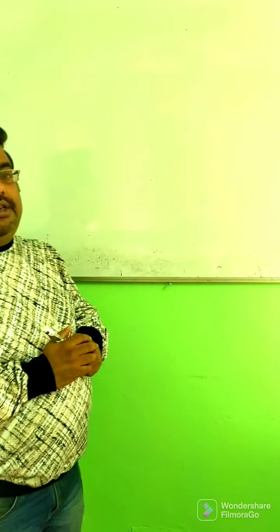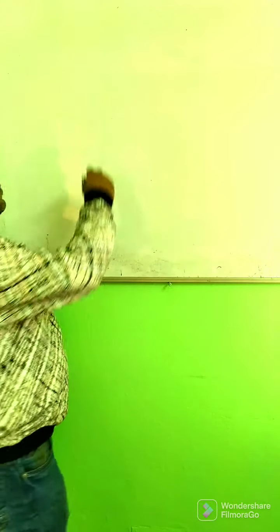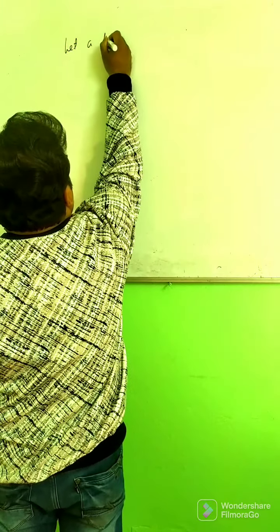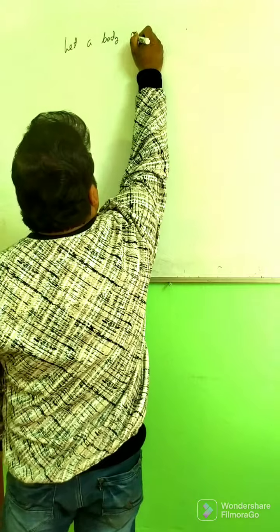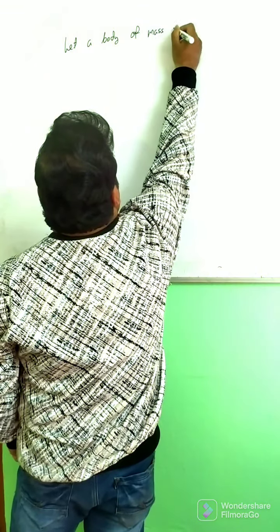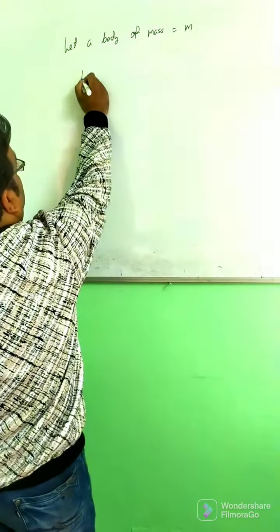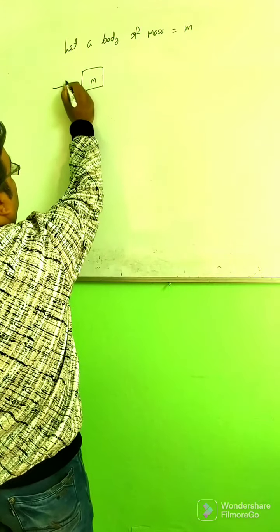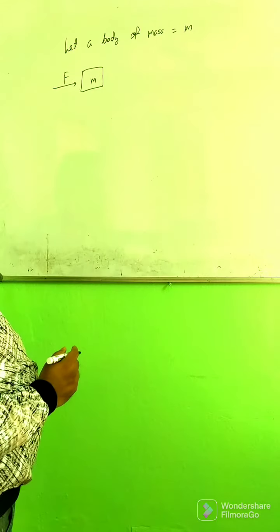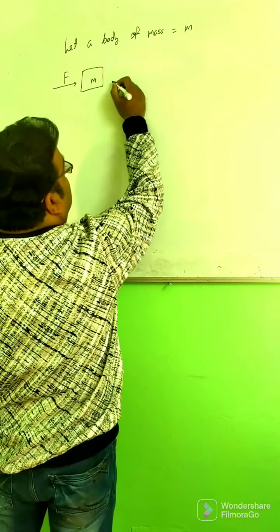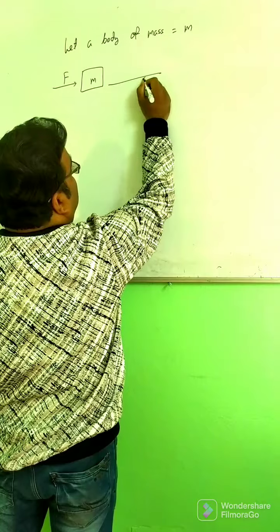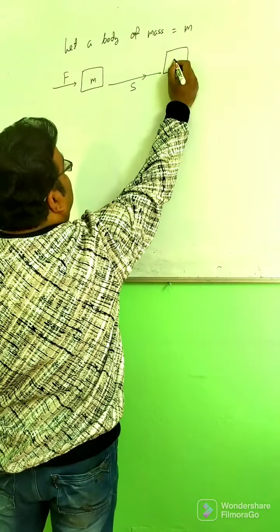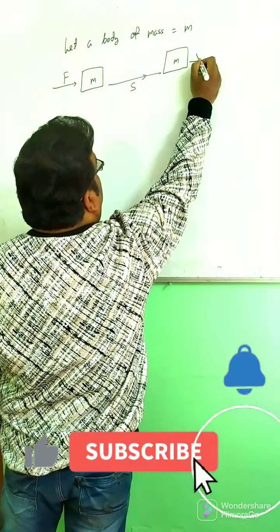Now let us discuss the derivation of kinetic energy. Suppose a body of mass m. If a force F is acting on the body, as a result of that force, the body is displaced in this direction and covers a distance s, and its final velocity becomes v.